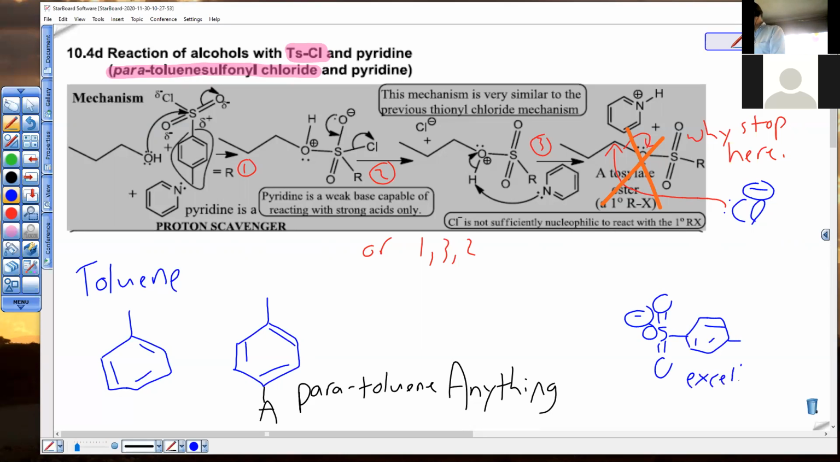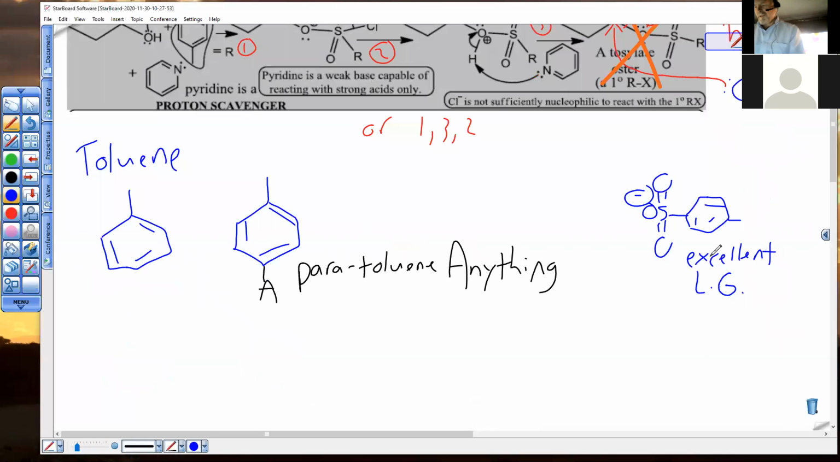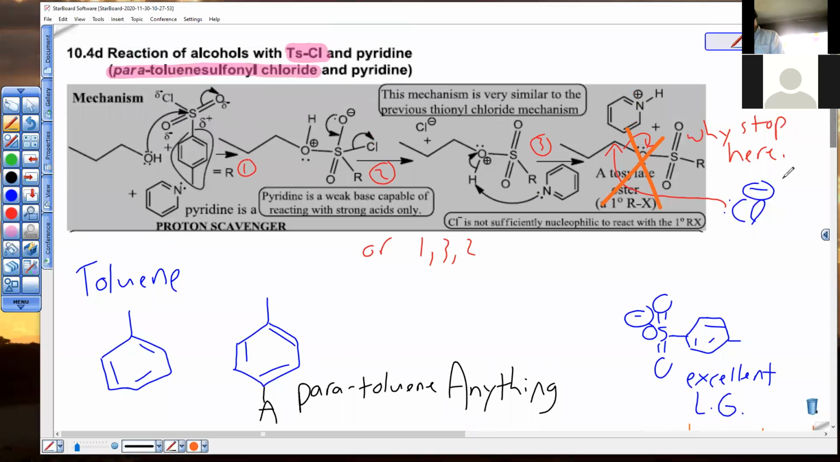Excellent. What's the short form for leaving group? LG. But it's not exceptional. So we're back to the story where Cl- is not a good enough nucleophile to do this reaction. I'm gonna write that down. Answer. Cl-, not a good enough. No.